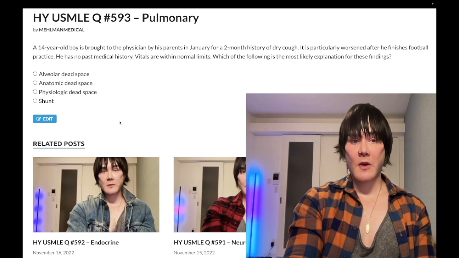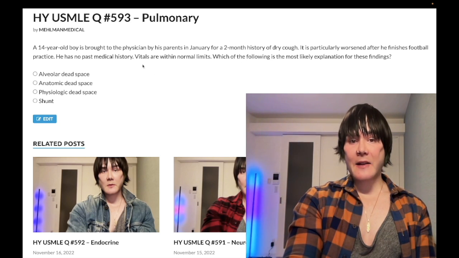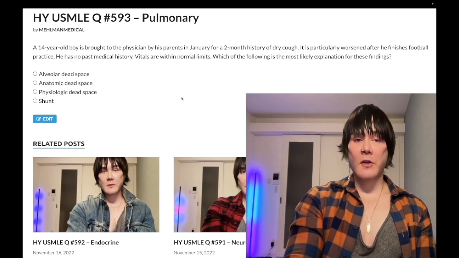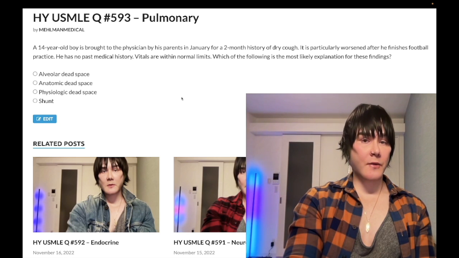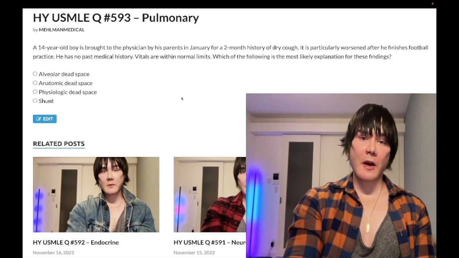Now start the clip. So a 14-year-old boy is brought in by his parents in January for a 2-month history of dry cough. It is particularly worsened when he finishes football practice. He has no past medical history. Vitals are within normal limits. The question wants to know the most likely explanation for these findings. So this is asthma. You need to know that 1/3 of patients with asthma only present with a dry cough. That's especially high yield for family medicine. It's known as cough variant asthma.